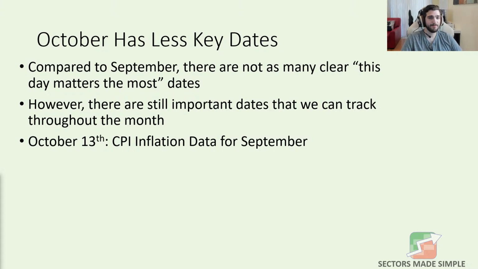The first one is October 13th. The BEA will publish the CPI inflation data. This, again, is the version of inflation that you and me probably think of. And when a news source says inflation rises to 9%, this is the number they're talking about. It's not PCE, it's CPI.